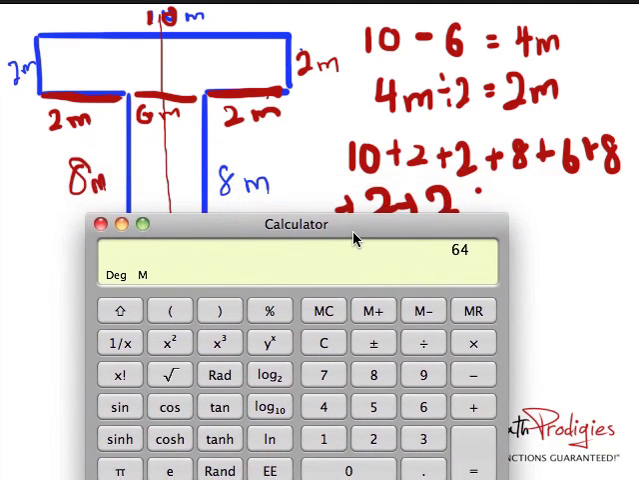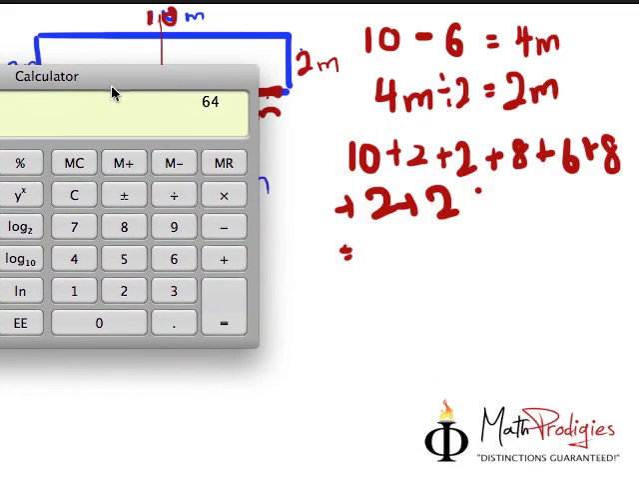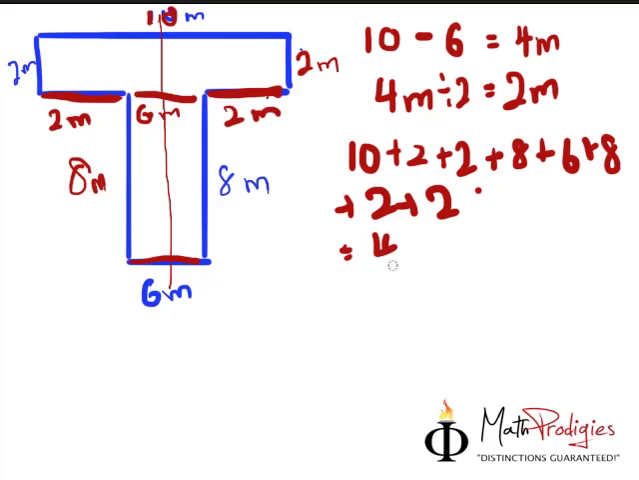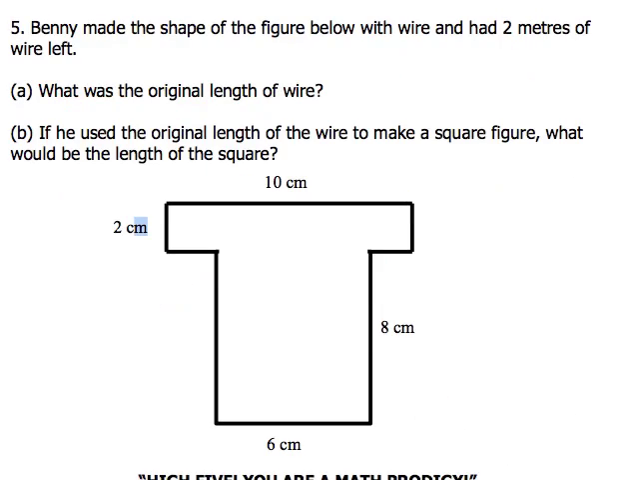But just in case you don't trust my calculation, I'm going to do it now. 10 plus 2 plus 2 plus 8 plus 6 plus 8 plus 2 plus 2. 40. I'm right. 40 meters. So therefore, the amount of wire used is 40 meters for this thing.